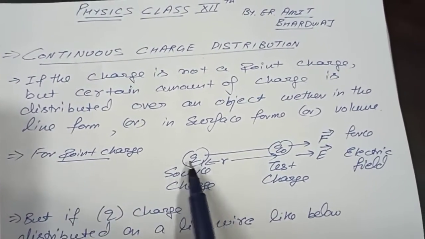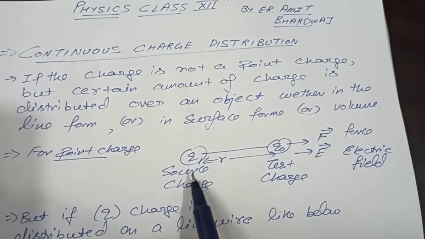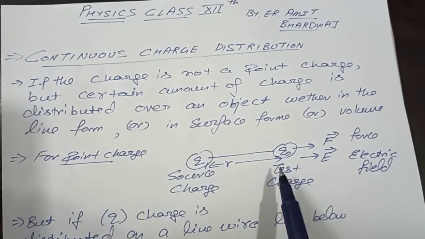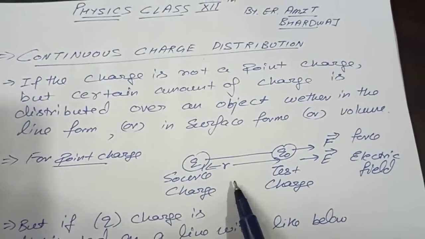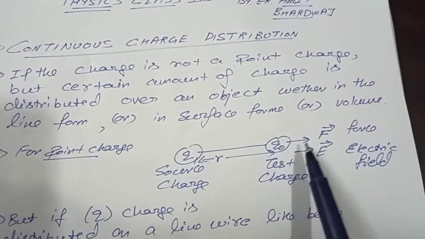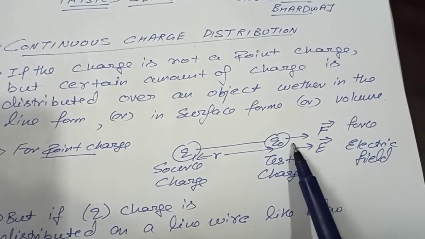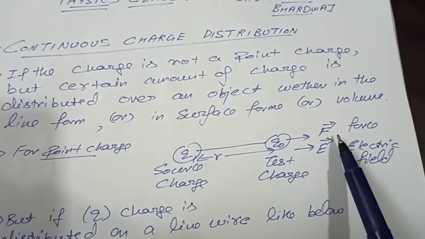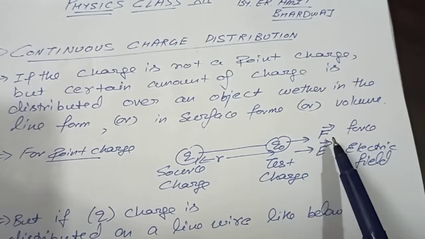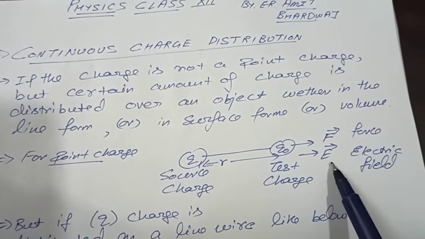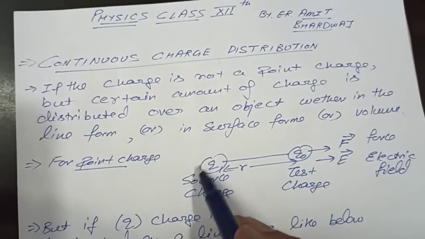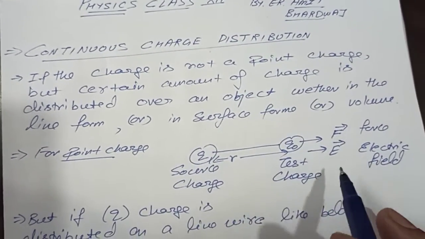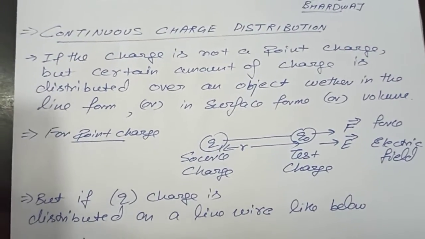Let us suppose this is the source charge Q and this is the test charge Q0, and the center distance is R. This source charge will apply the electric force and electric field in this direction, and the formula for F is K Q1 Q2 upon R square, and the formula for electric field is KQ upon R square. So these are the point charges.